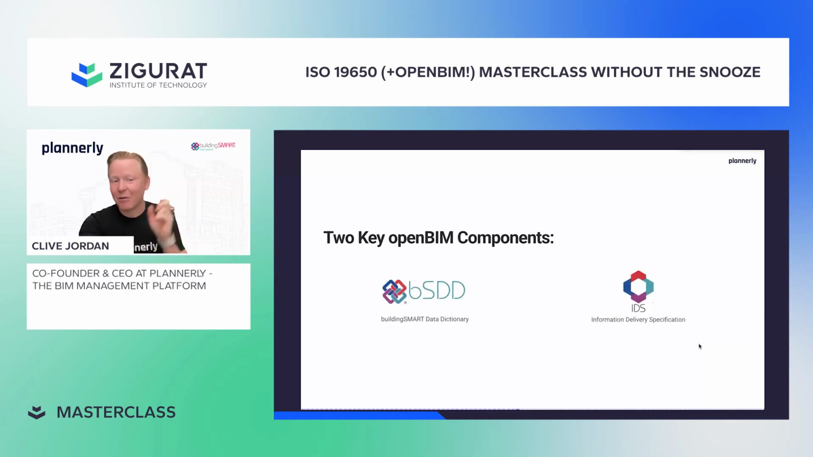There are lots of components to openBIM, but two of them that we just wanted to highlight today: one, the buildingSMART Data Dictionary, and two, the Information Delivery Specification. These are two key components because this one helps us to define the requirements in the same way, using the same data dictionary. And this one helps us to share them in a way that teams can understand and use, in a machine readable format as well.